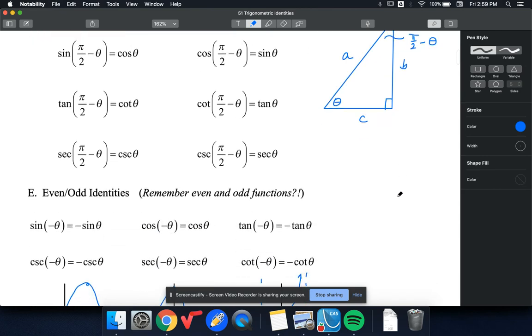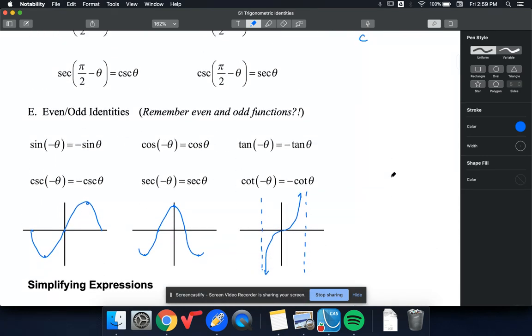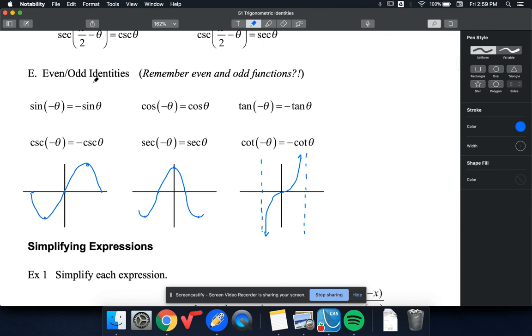Our last set of identities are the even-odd identities, so even-odd functions. So remember, if I have an even function, the definition of that is that f of negative x equals f of x. So this is a reflection across the y-axis. Well, if I look at my 3 functions, sine, cosine, tan, this one, if I reflect it across the y-axis, it looks the same. So cosine is an even function.